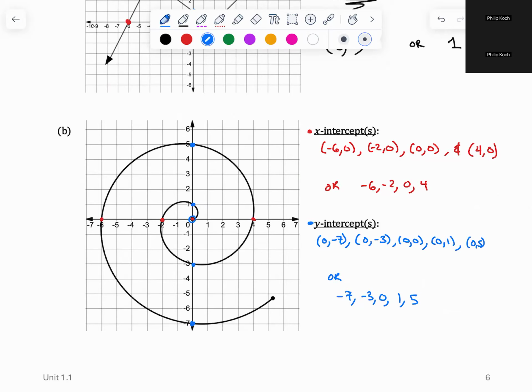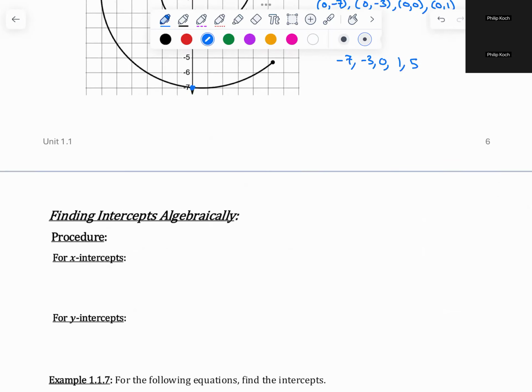No? Okay, that's all fine and dandy, right? If I'm given a graph, those are fun points. But how do I find it algebraically? How do I find it algebraically? The key when you're at an intercept is that one of the variables, or one of the coordinates, is 0.